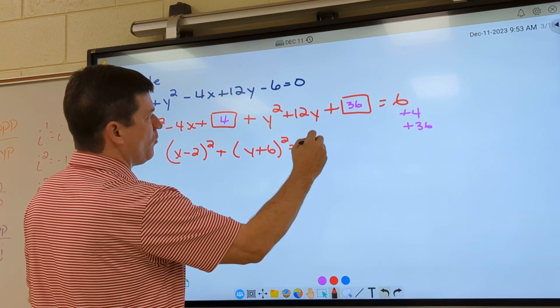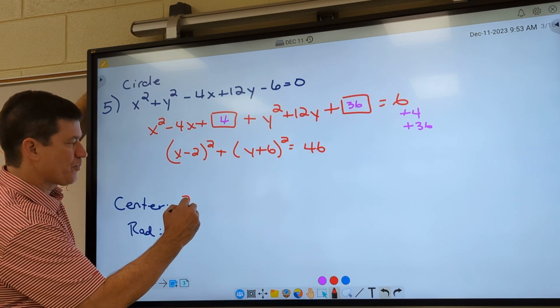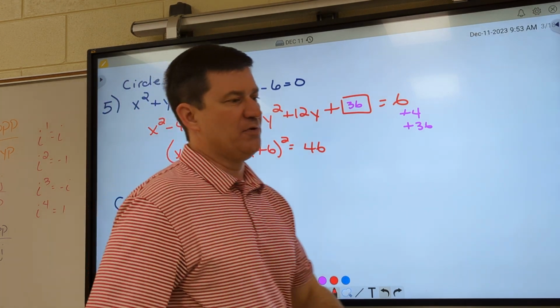Add that up, I got 46. So, Pat, what's my center going to be on number 5? You can look at what I got if you need to. 2, negative 6. Mm-hmm. How do we find the radius, Pat? Square root of 46.